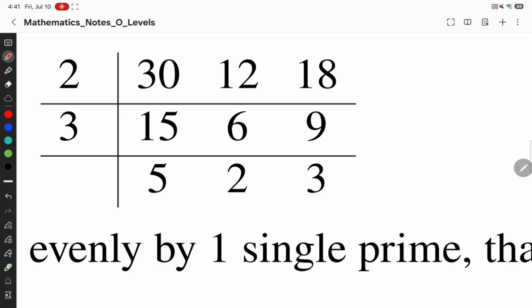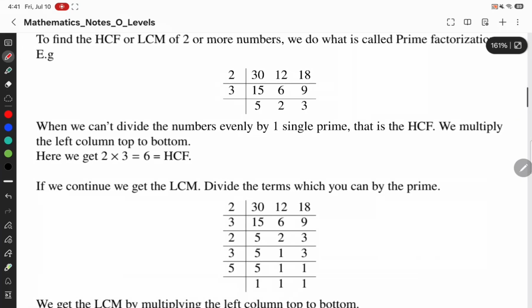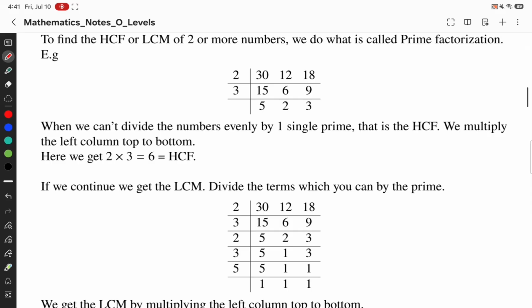Now, when you can't divide the numbers evenly by a single prime, for example, we cannot divide all these by 5 because 2 and 3 are not in the table, 2, 5 and 3 are not in the table, and 3, 5 and 2 are not in the table. That is the HCF. Now multiply the left column top to bottom, so you go downwards. The HCF is 6 in this example.